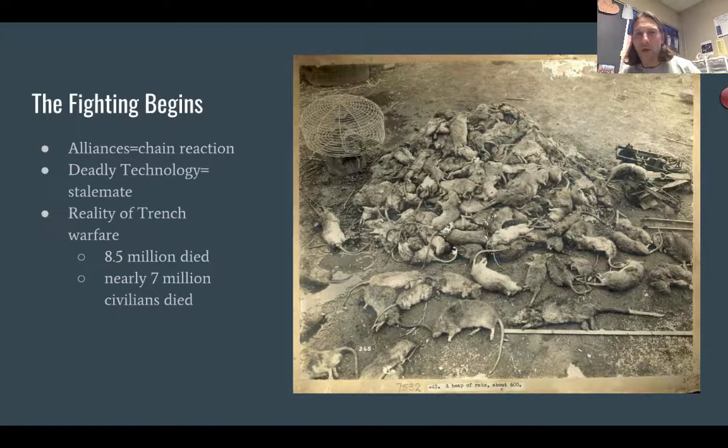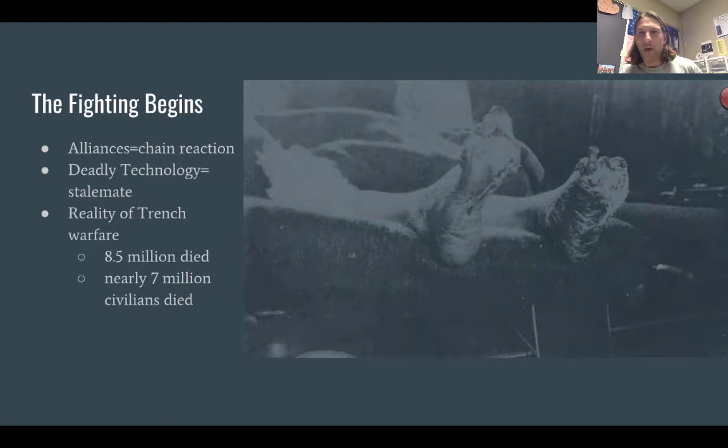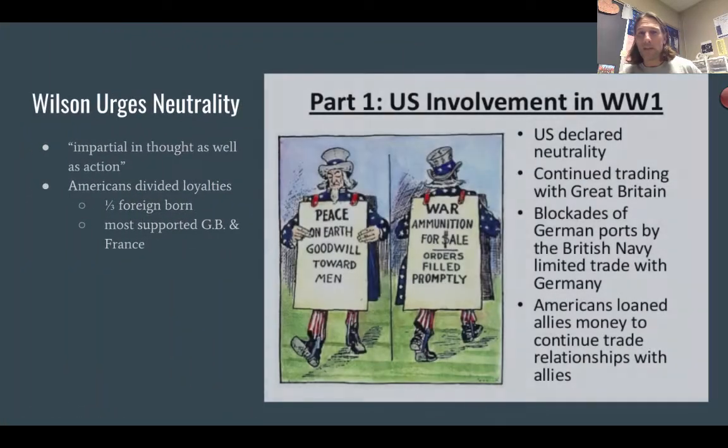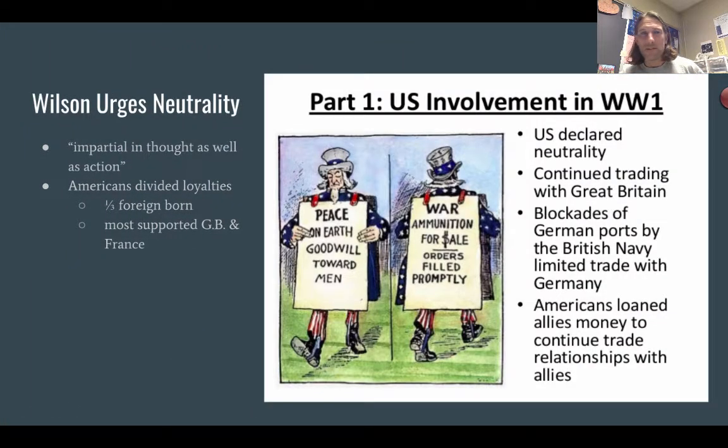Rats are a constant problem. Lice is a constant problem. And then you also have this trench foot, this rotting of your feet that takes place because you're standing in mud and water, and it just basically eats away the flesh of your feet. And so people, when they get done with this war, are really going to be sick of it.